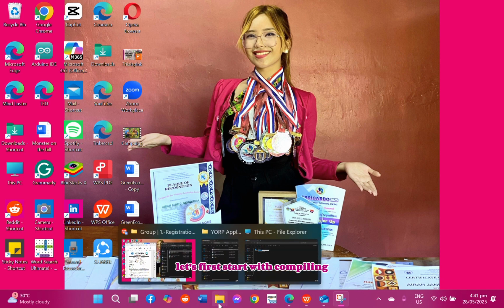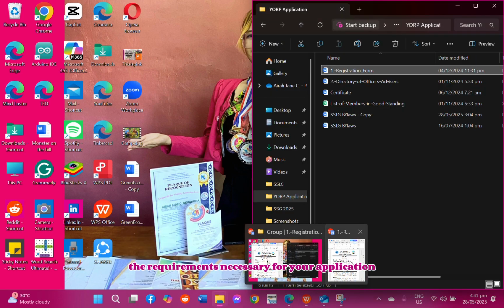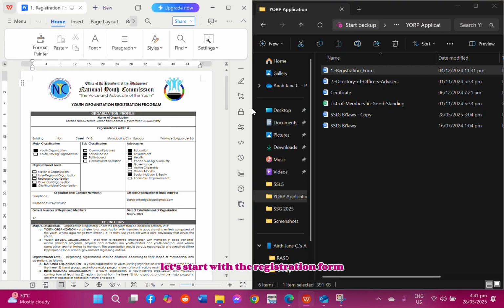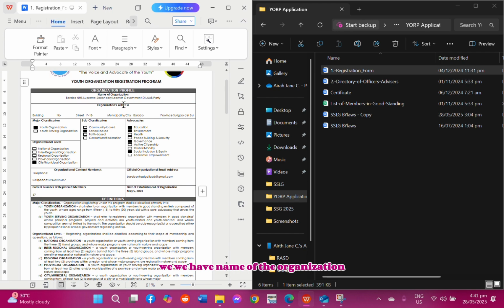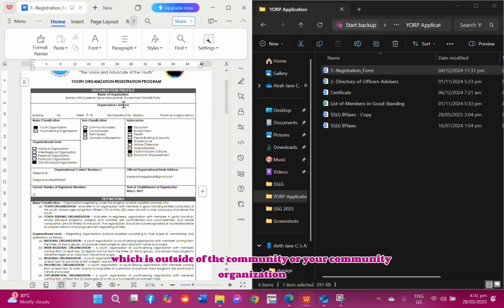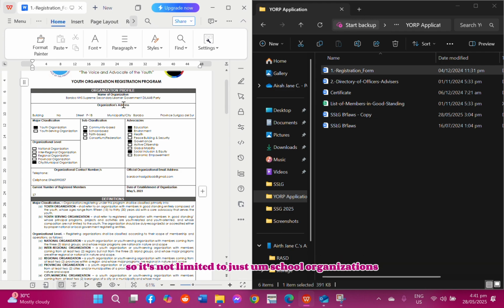Okay, let's first start with compiling the requirements necessary for your application. Let's start with the registration form. So this is the youth organization registration form. We have a name of the organization. By the way, you may also register your organization which is outside of the school, or your community organization. So it's not limited to just school organizations. It is for all youth organizations. So let's just have this as an example: our school organization, which is the SSLG of Barobo National High School.